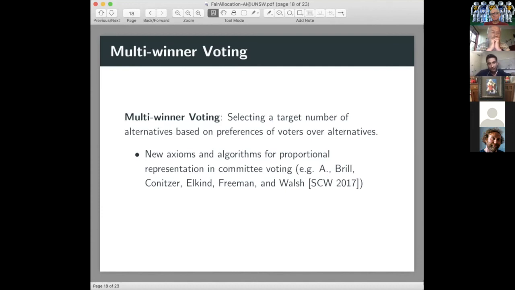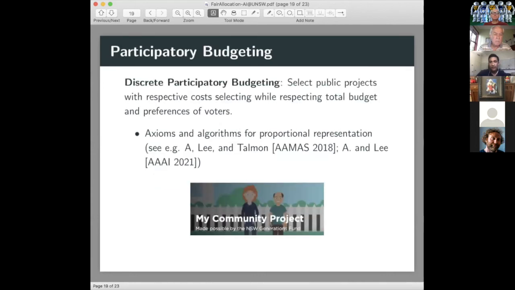So in this space, people have been trying to come up with not just new methods, but also trying to conceptually devise new axioms which capture these fairness concerns, such as proportional representation, egalitarianism, and proportionality. This is just a plug for one particular paper where we also looked at multi-winner voting from a fairness point of view.